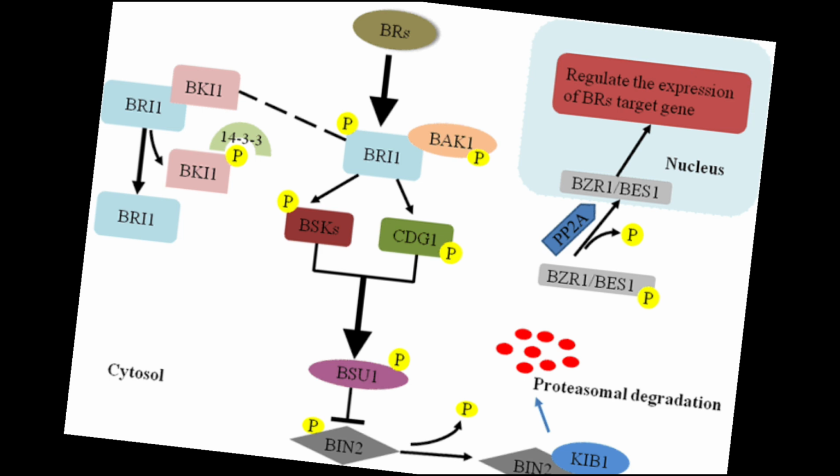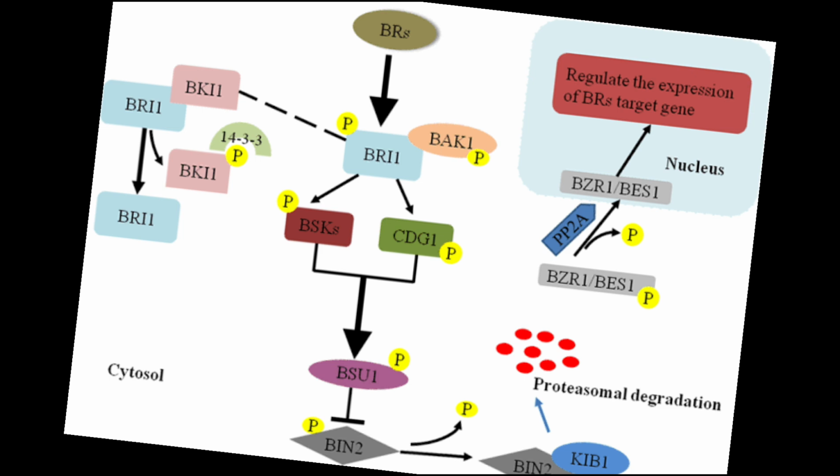So the receptor activation: the BRI1 and BAK1 complex undergo autophosphorylation and phosphorylate downstream signaling proteins including BSK and CDG1, that is Constitutive Differential Growth 1, and inactivation of BIN2 takes place. Then the activated BSK and CDG1 phosphorylate and activate BSU1, that is BRI1 Suppressor 1. Then BSU1 dephosphorylates and inactivates BIN2, a negative regulator of the pathway.